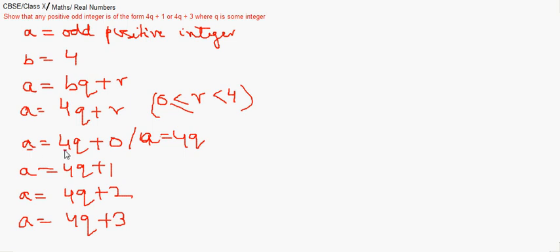Any number divisible by 4 is divisible by 2, so this option is not available anymore, because this is not giving us an odd number. Similarly, 4q plus 2 will also not be available, because it is then divisible by 2. Rather, these two setups, 4q plus 1 and 4q plus 3, will represent any positive odd integer.